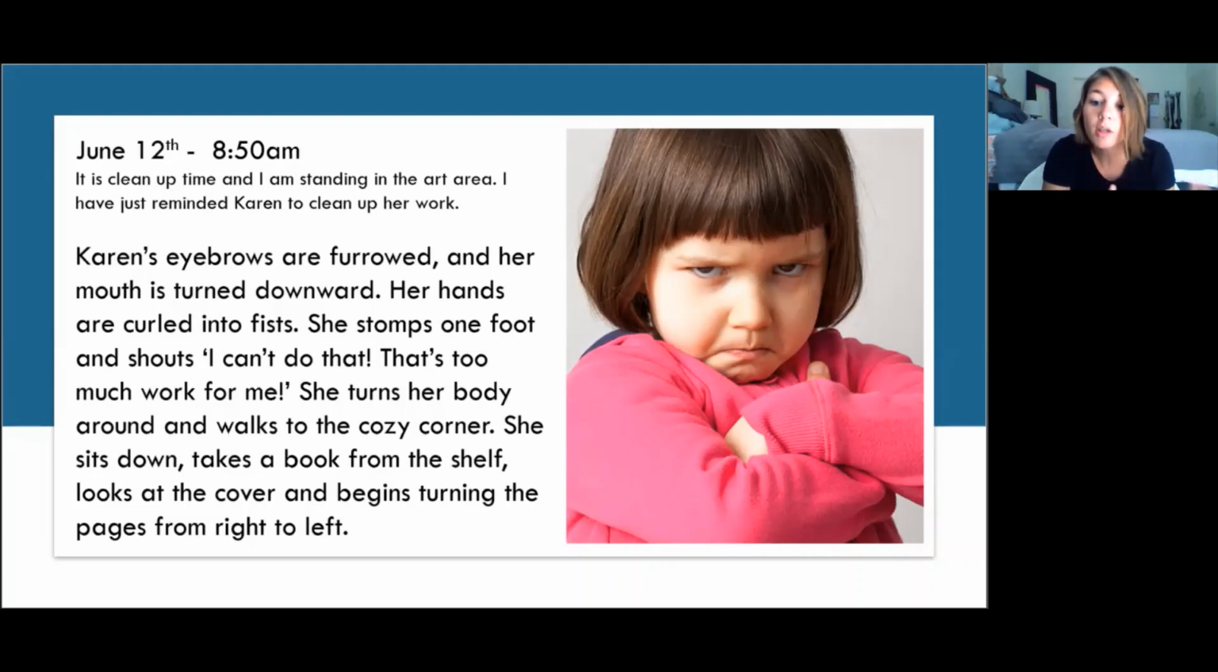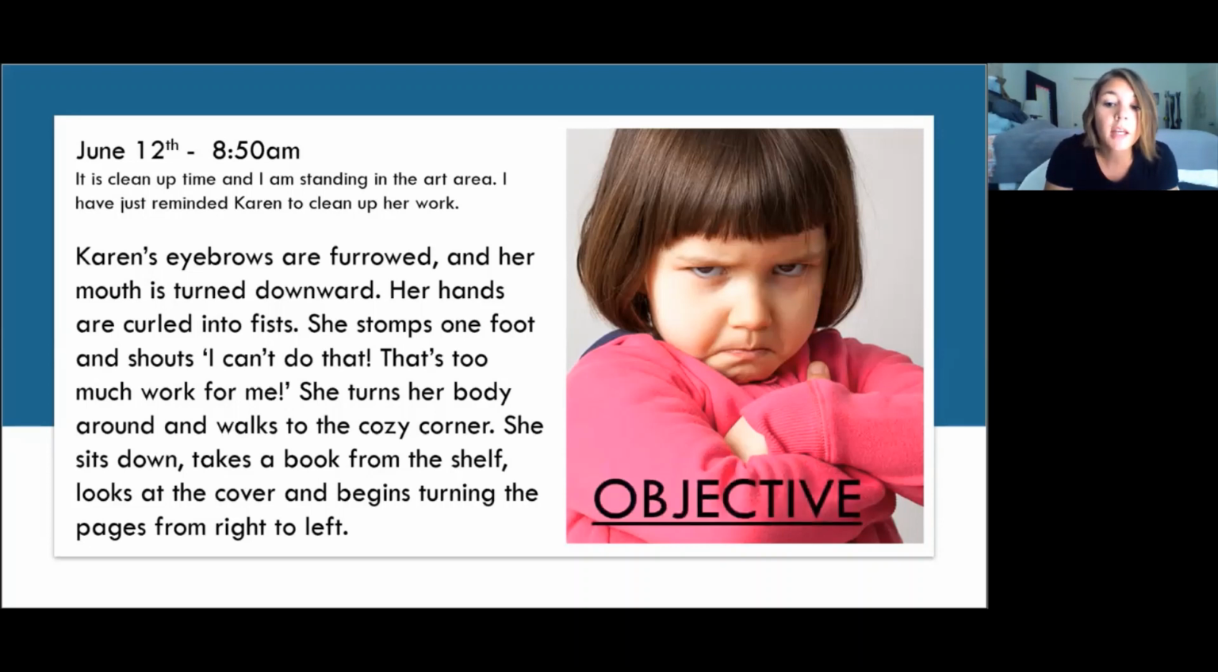So this observation is written in the present tense, and it contains only descriptions of what the teacher saw and what the teacher heard. And that is called an objective observation because it's leaving out any judgment of Karen. So if we take observations this way, we can obtain much more telling data about the children that we work with.